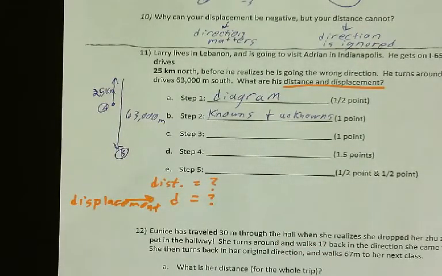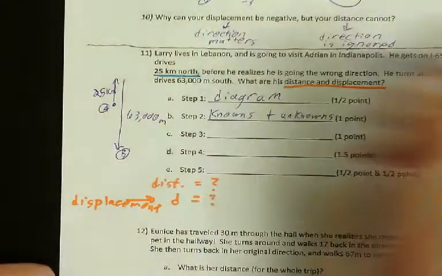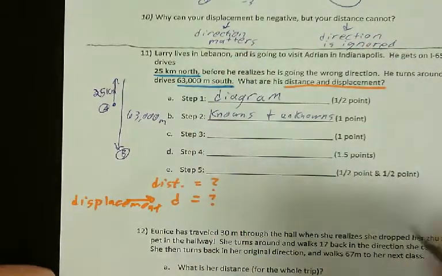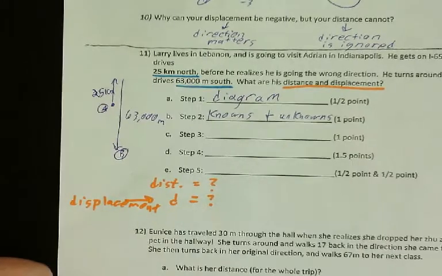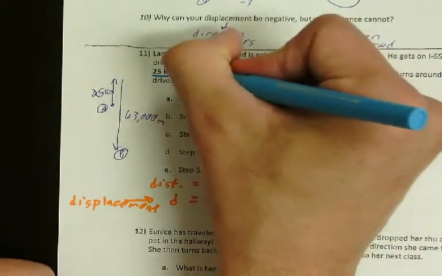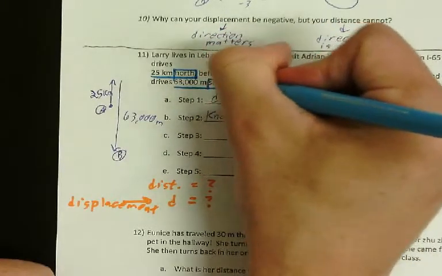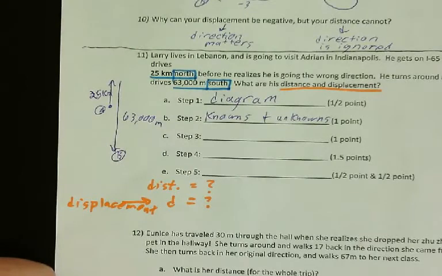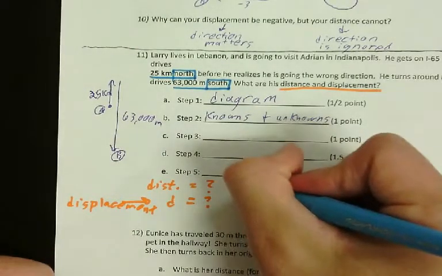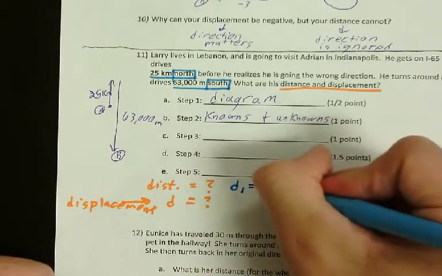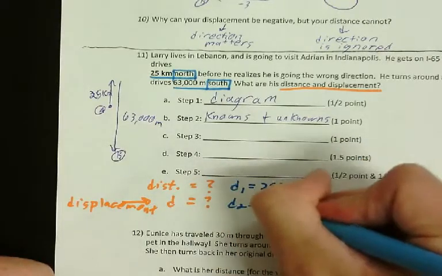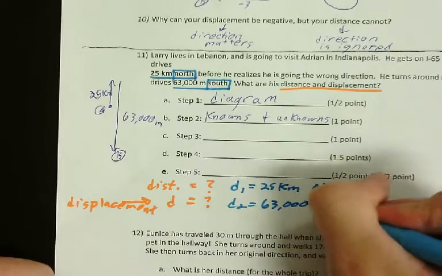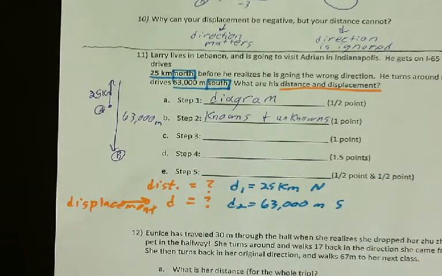Now I'm going to do the knowns. What do I have in the problem? Well, I have 25 kilometers north and 63,000 meters south. I'm going to label these as 2 different displacements. The reason I know they're displacements and not distances is that this is north and this is south. They have direction, so they have to be displacements. They can't be distances. So I'm going to write D1, 25 kilometers to the north. D2, 63,000 meters south.